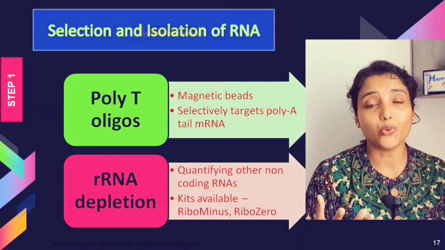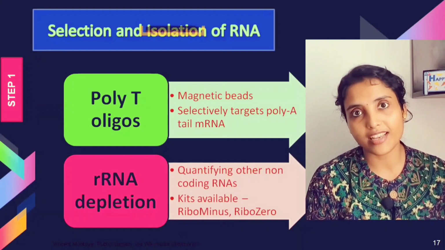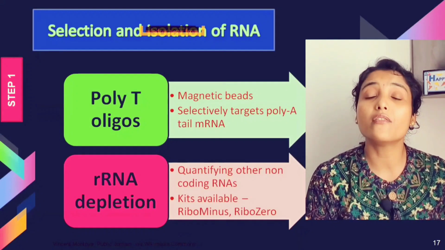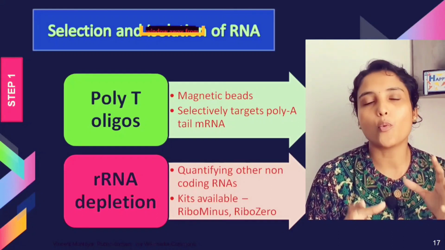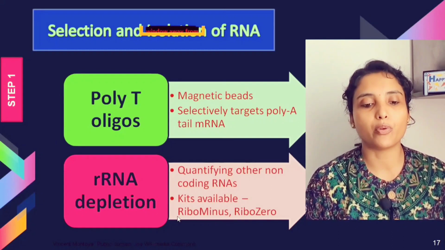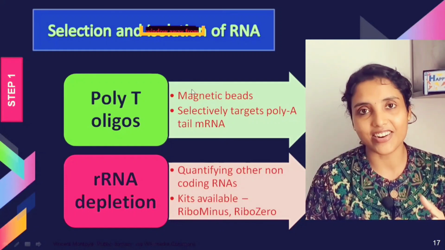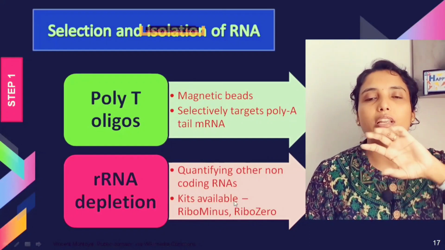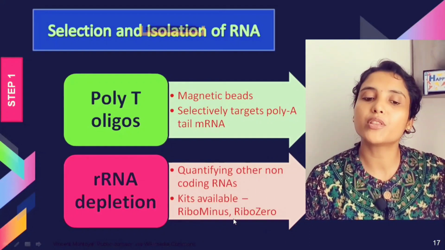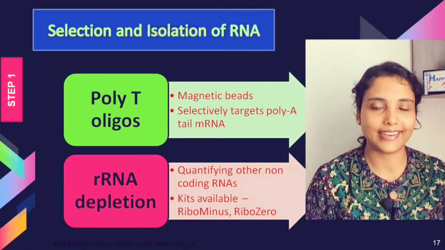And this is especially useful when we want to study small non-coding RNAs or long non-coding RNAs, or even work with microRNAs and circular RNAs. If you want to work with those, this method is much more preferred. Why? Because in the first method, only mRNA will be enriched, right? But in the second method, since only rRNA is removed, you will be left with all the other types of RNAs also. So you can work on microRNAs also using this technique.